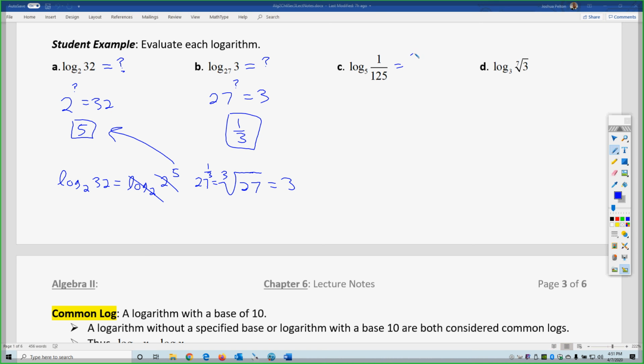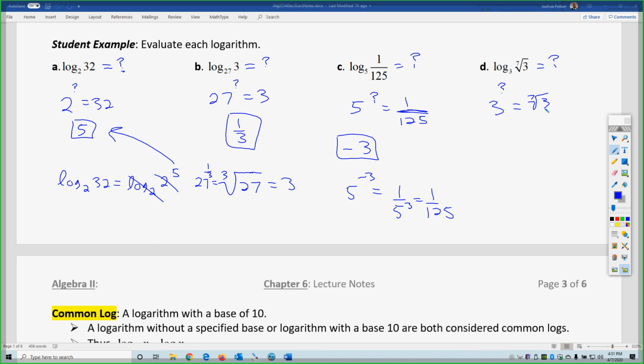Okay, next one. 5 to the question mark equals 1 over 125. I need to flip it over, so it has to be negative. And 5 to what power is 125? 3. Because 5 to the negative 3 is 1 over 5 cubed, which is 1 over 125. All right, last one. 3 to what power is the 7th root of 3? That's 3 to the 1/7. Well, that's just going to be 1/7, right? Because you just cancel. That is the end of part 1.